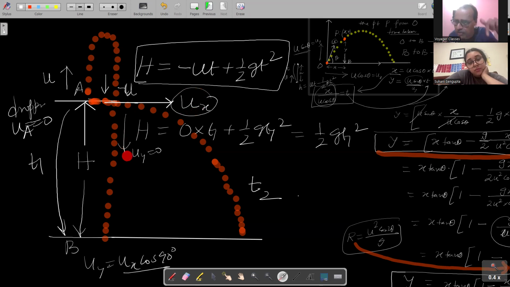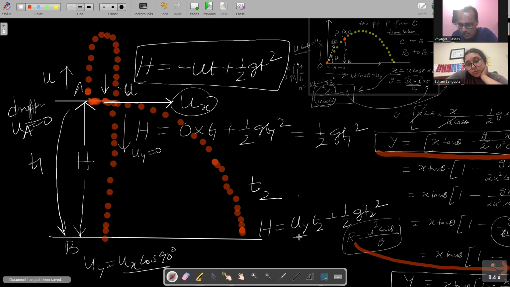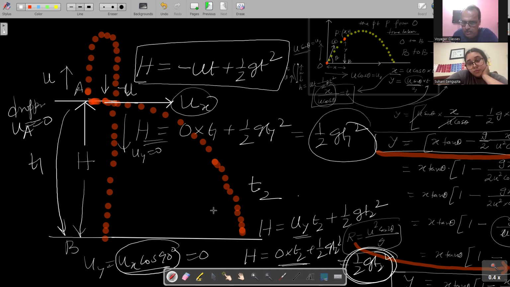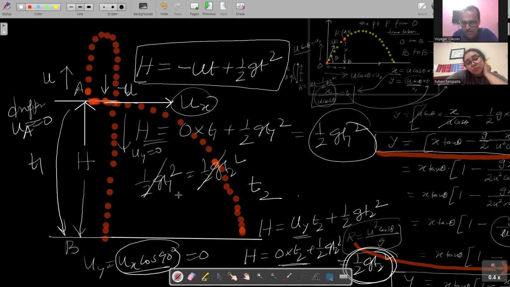Ux has no component vertically. So that's why in that particular case, the equation for this particle will be h is equal to ui into t2 plus half into g into t2 square. So ui means ux cos 90, which is equal to zero. So h is equal to 0 into t2 plus half g into t2 square. So this is half g t2 square, and this is half g t1 square, both are equal to h. So now you can say half g into t1 square is equal to half g into t2 square. If you strike out, then t1 is equal to t2.